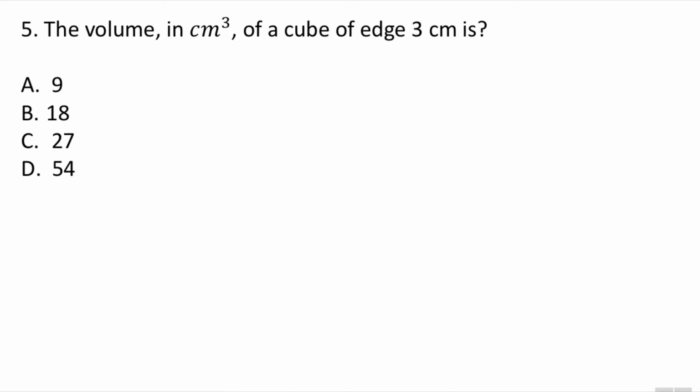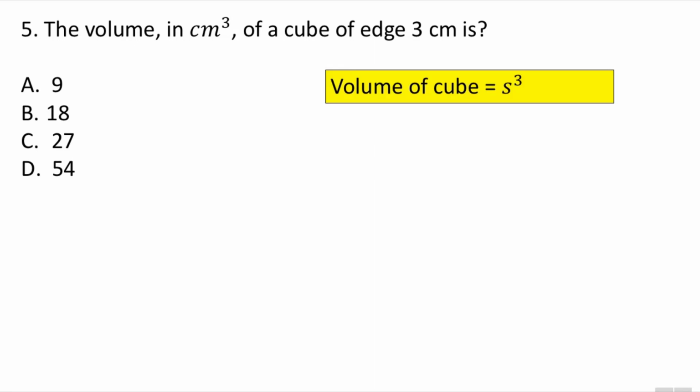So the volume in centimeters cubed of a cube of edge 3 centimeters is, so we need to recall how we calculate the volume of a cube. So volume of a cube is really s cubed, and the s just represents the length of one of the edges. Okay, so it therefore means we're multiplying that length by itself 3 times.